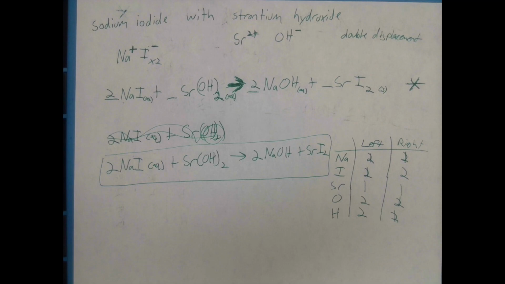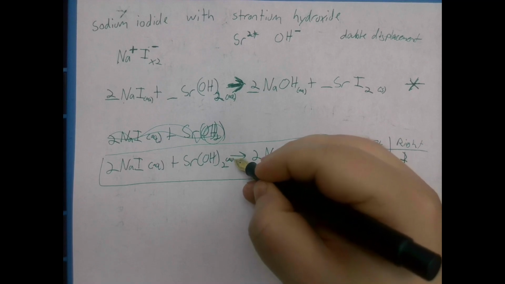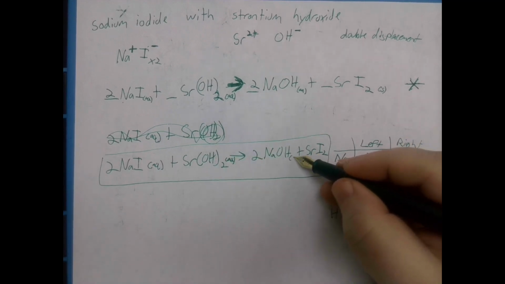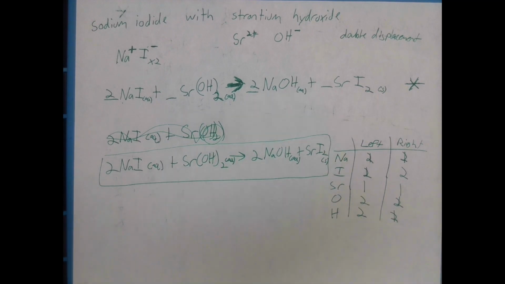Just for future context, why do you think this is so useful? There should be an aqueous here, and that should be an aqueous, and this should be a solid. Why is this formula really useful? What does this equation actually tell us? What can we use this equation to do?